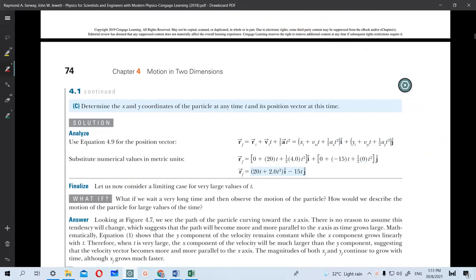C. Determine the x and y coordinates at any time. At any time means we simply substitute into an expression. Meaning we need to get an expression for the position vector at this time. So, in that sense, if you can see here, r is r. I'm going to relate it to something that you have seen previously.